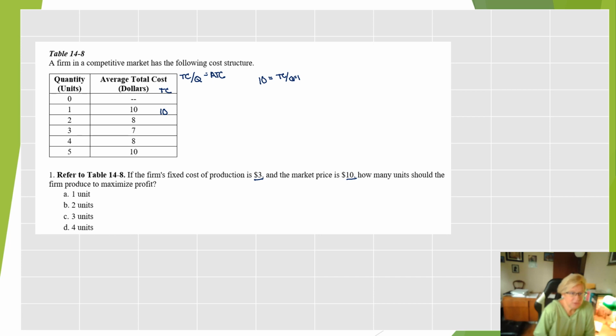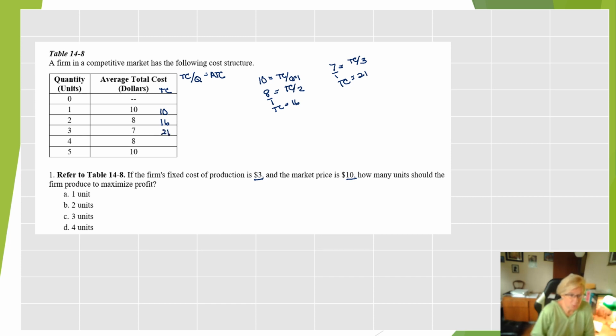For the second one, we have 8 equals the total cost divided by 2. So I'm going to go ahead and just cross multiply here. Total cost equals 16. For the third, average total cost is 7 equals total cost divided by 3, because 3 is our quantity. Set them equal to each other. We have total cost is equal to 21.